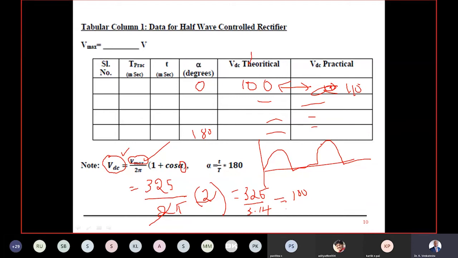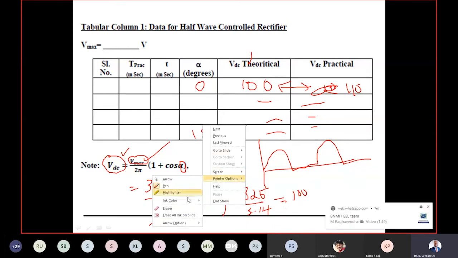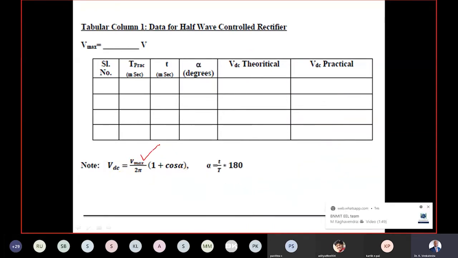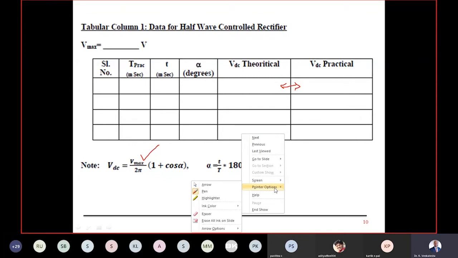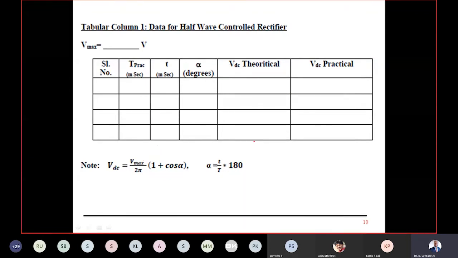The error is because of the drop in the wire and the drop in the switches. We have not considered them, because the equation we derived here is an ideal equation. It is not a practical equation where we consider the resistance of the wire and the resistance of the switch; all those things are not considered. It's an ideal condition, so some 5 to 10% error will be there between these two. No problem, it's acceptable.